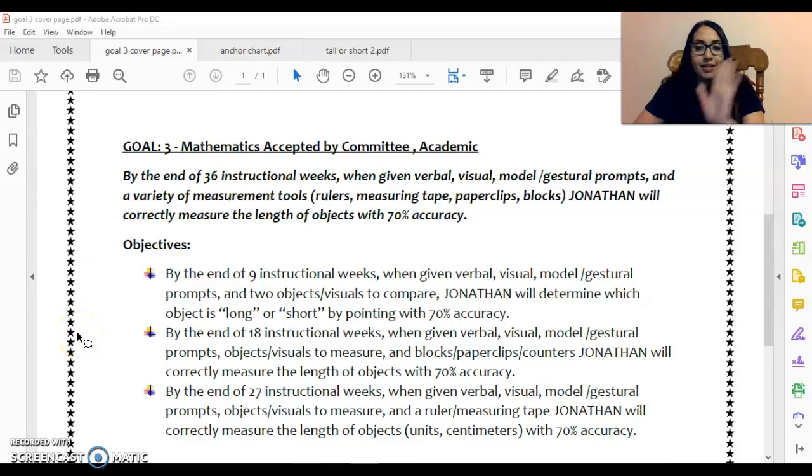Hola, Jonathan. For this objective, goal number 3, we're going to be working with rulers, measuring tape, paper clips, or blocks. Jonathan will correctly measure the length of objects.